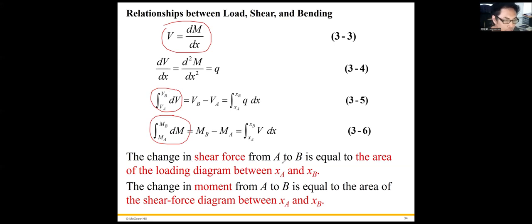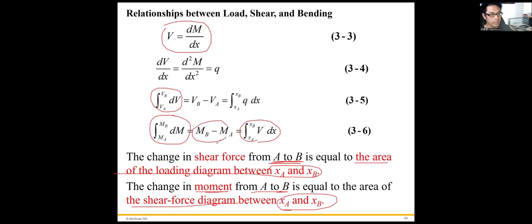Therefore, the change in shear from A to B is equal to the area of the loading diagram from xA to xB. And the change in moment from A to B is equal to the area of the shear force diagram between xA and xB. Okay, I think it's quite easy. We just recap a little bit from your mechanics of materials book.